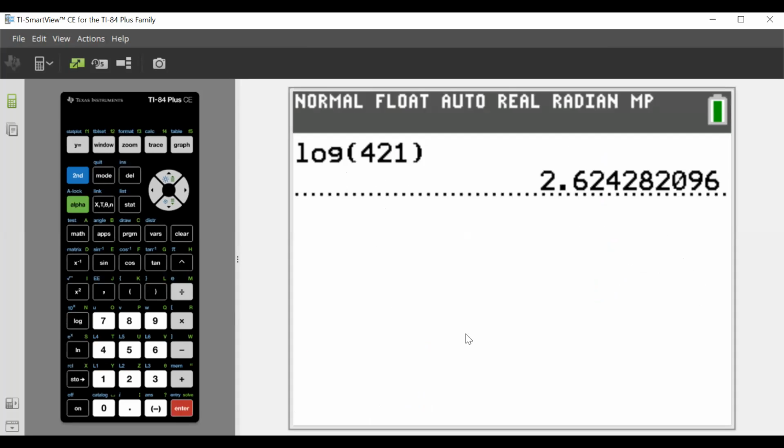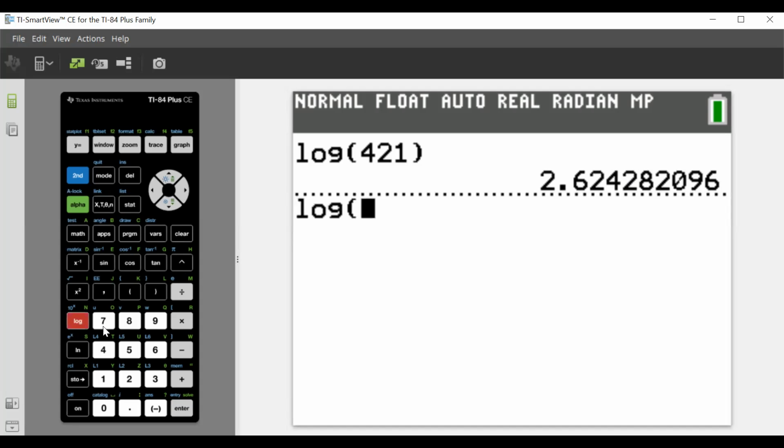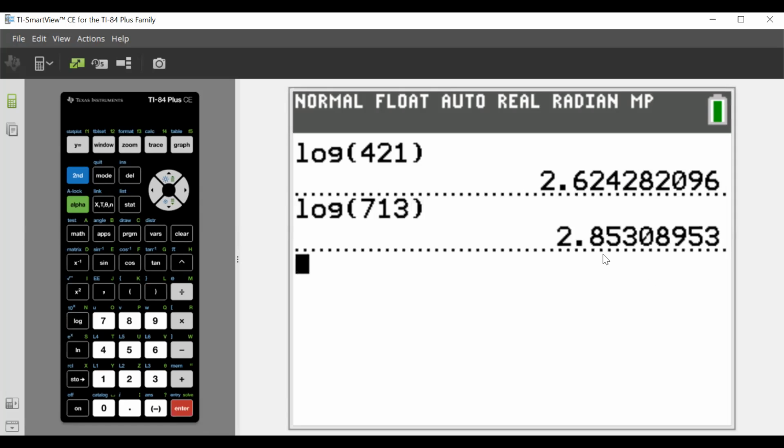Now we get 2.624282096, and it said round to 4 decimal places, so that would be 2.6243. Okay, so I'll write that down. Now the next one said find the log of 713. Okay, well, type that in. We get 2.8531 if we're rounding to 4 decimal places.